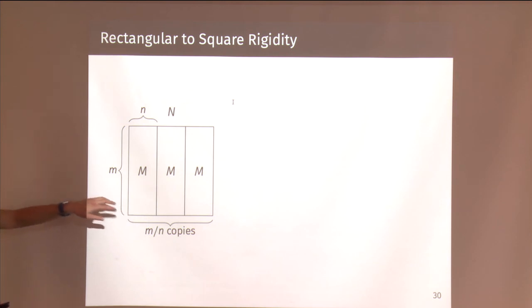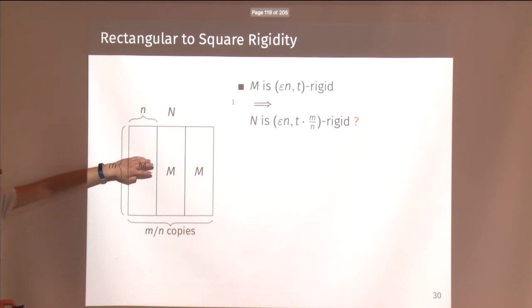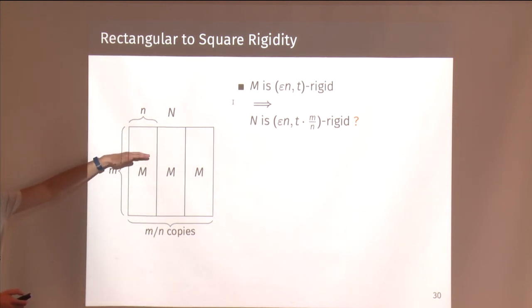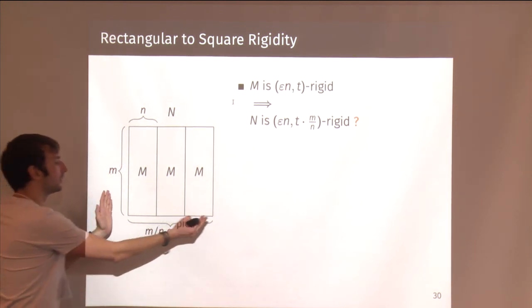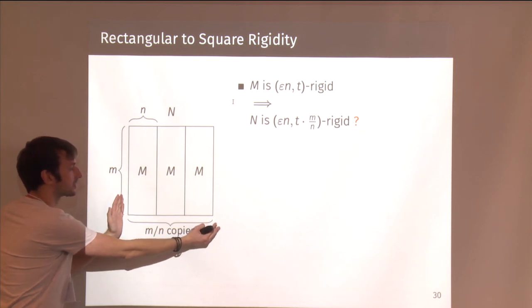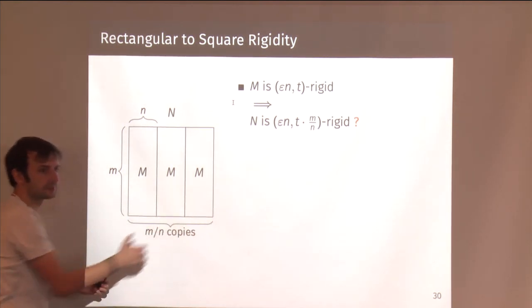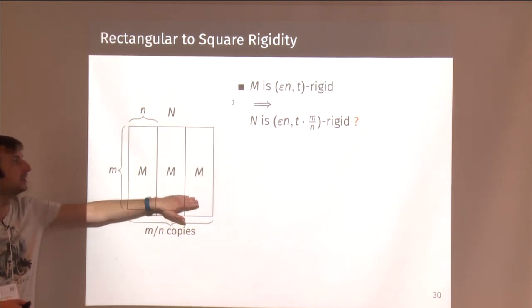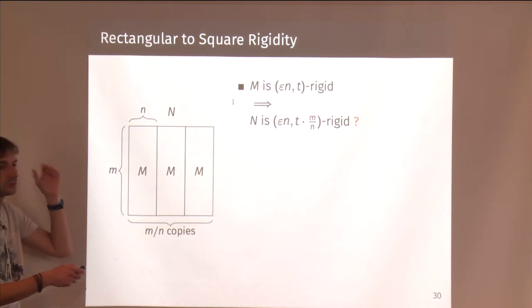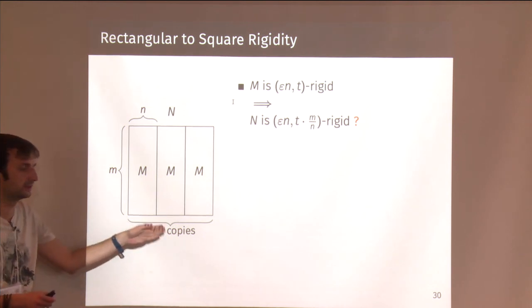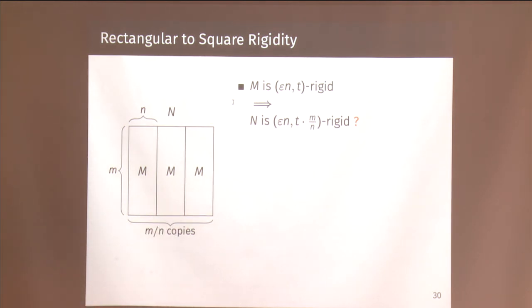Because we know about M that in order to drop its rank, say below epsilon n, you have to make t changes. If you want to drop the rank of the whole matrix below epsilon n, you have to decrease the rank of this submatrix, of this submatrix, of this submatrix. So you have to make t changes in each copy. So the sparsity parameter should grow proportionally to the increase in the size.